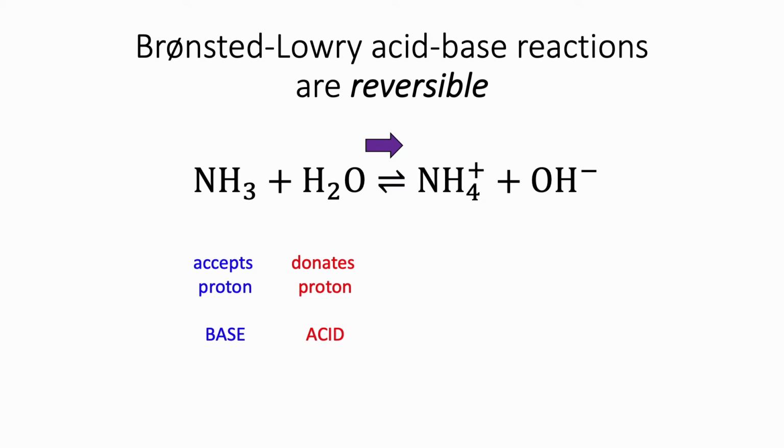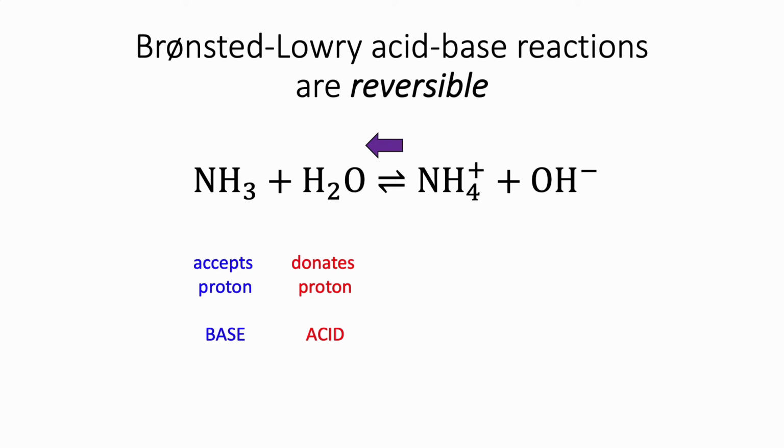And so what you will see is that for a Bronsted-Lowry reaction to happen, you need to have two things. You need to have both a base and an acid. If you have a base in solution, a lot of times the acid will be water. If you have an acid in solution, sometimes water will be the base that accepts that proton. I said these reactions were reversible, so let's look at the reverse reaction.